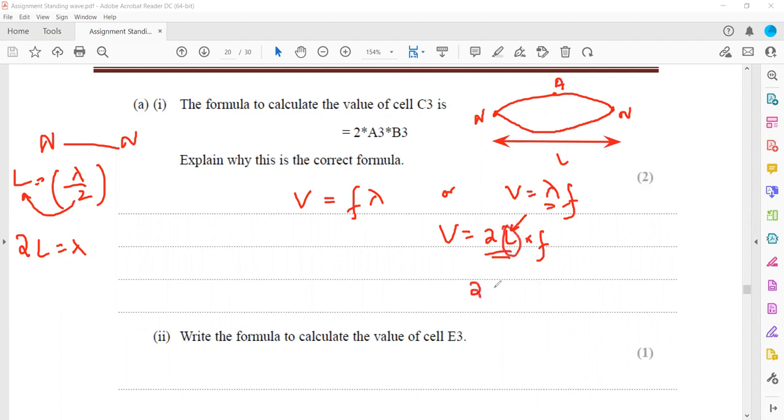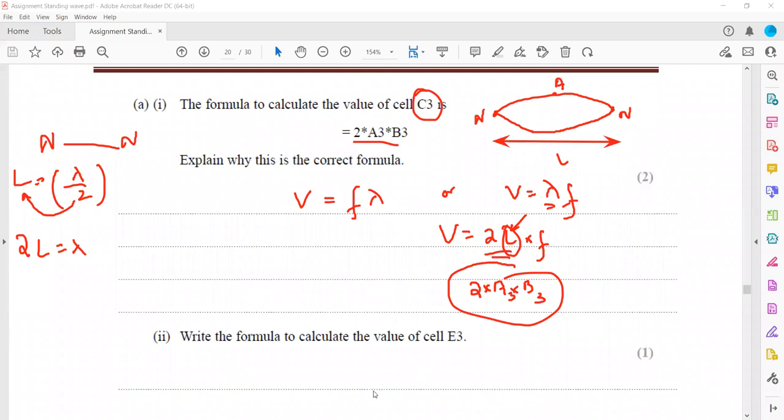So it is 2. What is L? L is cell A3, and frequency is cell B3. So that's why the formula to calculate cell C3 is equal to 2 multiplied by A3 multiplied by B3. So in your answer, you will mention that the total length of a string is equal to half of the wavelength. So wavelength is equal to 2L. That's why V equals 2L into f is used to calculate the speed of this wave.